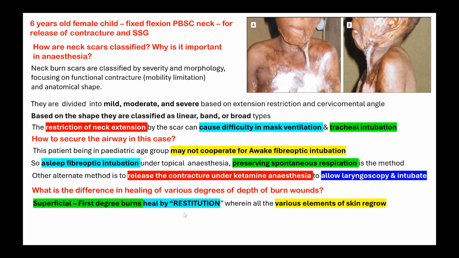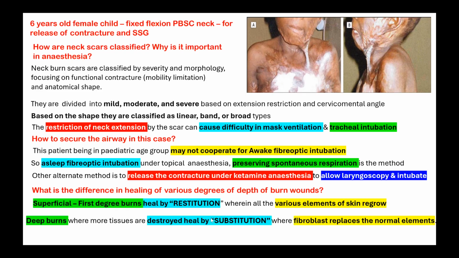That is called restitution. Whereas deep burns, they destroy the structures and they heal by substitution, where fibroblasts replace the normal element and they turn into collagen and form this sort of scars. Okay, so that is the terminology that is to be used, right? Just restitution and substitution.